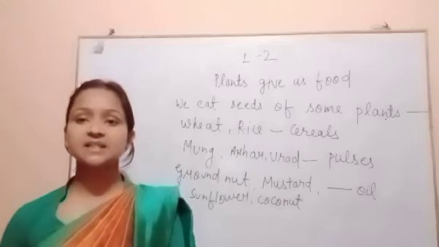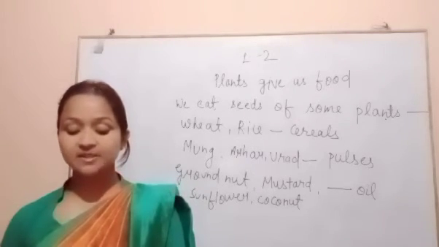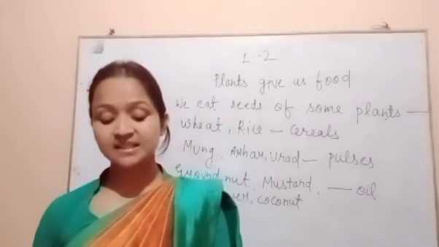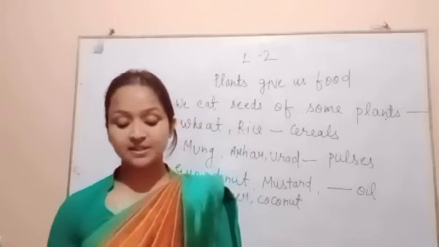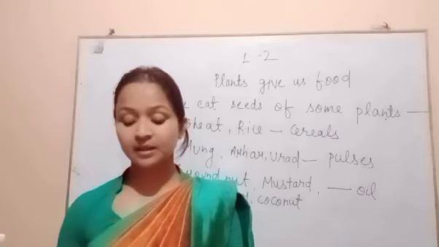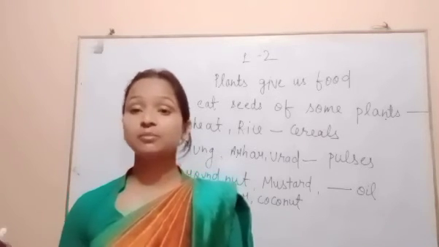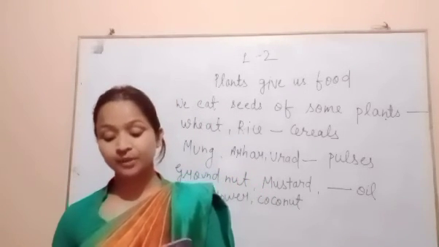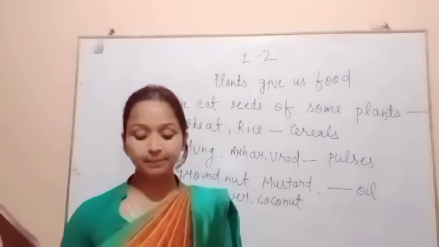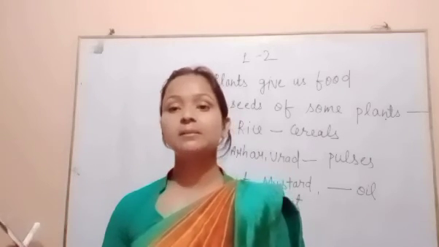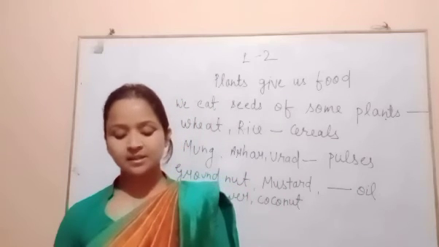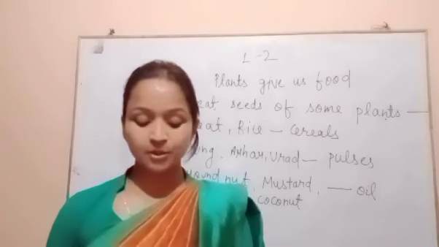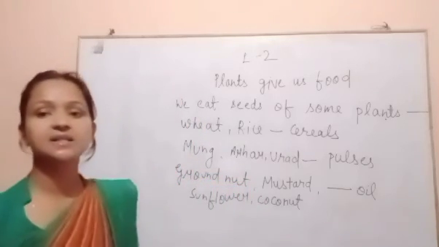And spices: you know that potato is the world's most widely grown vegetable, and we get many spices like cardamom, that is elaichi, clove, that is long, cumin, jeera, and black pepper, kali mirch, from the plants. We get nuts such as walnuts, almonds, cashew nuts from the plants. So this is all about chapter 2, Plants Give Us Food.